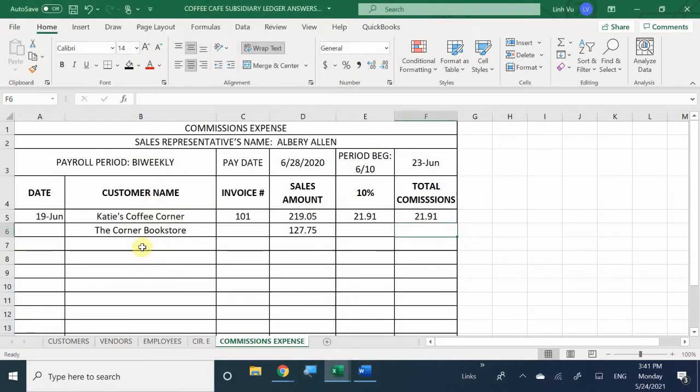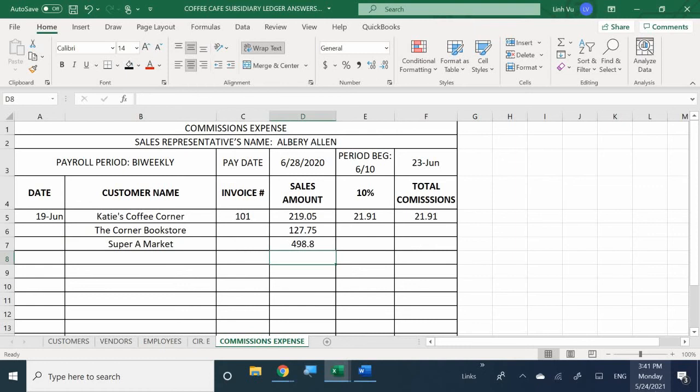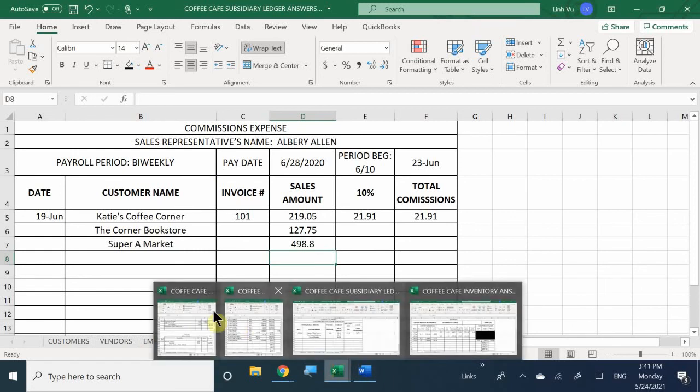Okay, so here we go to Super A Market, and then I just put in the sales amount, the $498.80, and left it at that for now. We haven't completed it, because between when he submitted the order and when he delivers it, the customer can come in and change it, cancel, or do whatever they like. So for here, that's all we need to make note of.